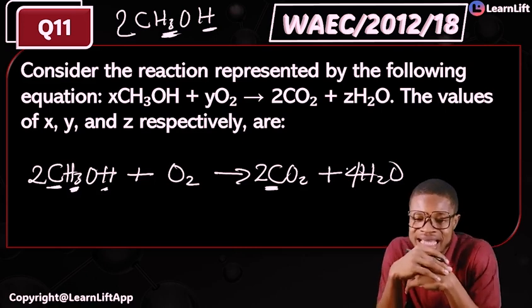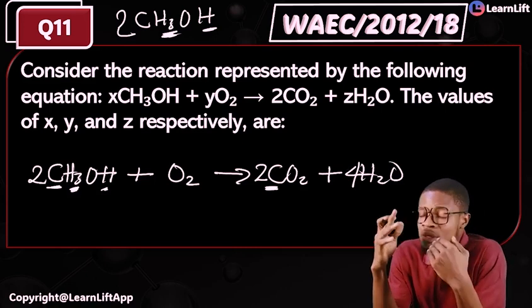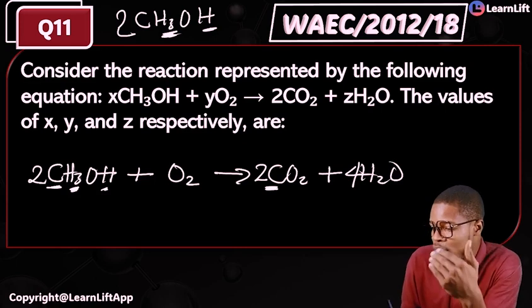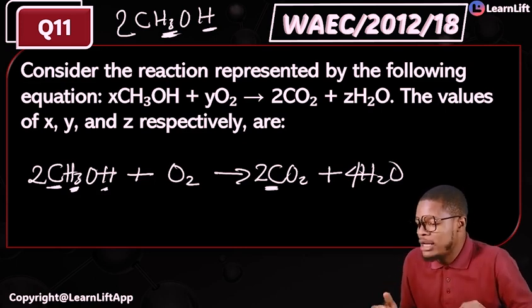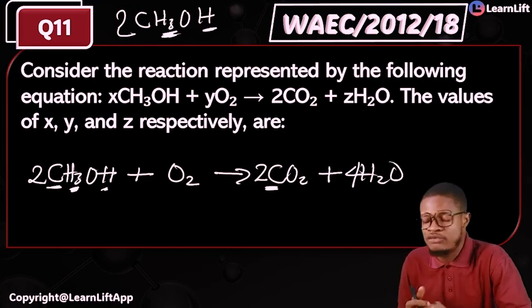Is hydrogen balanced? What about, again, is carbon balanced? Yes, carbon is 2, 2 on both sides, balanced. What about hydrogen? 8, 8, balanced. We are left with oxygen.